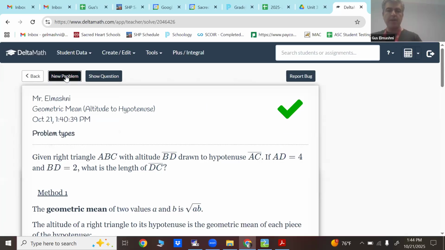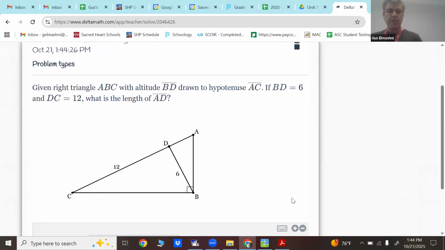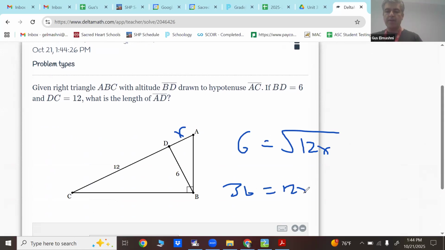Okay, feel good about that. So this one's a little more challenging. It's kind of the same thing again. So call it x, right? Now you know the shortcut, you can just do this. Square both sides, solve for x, x is 3.